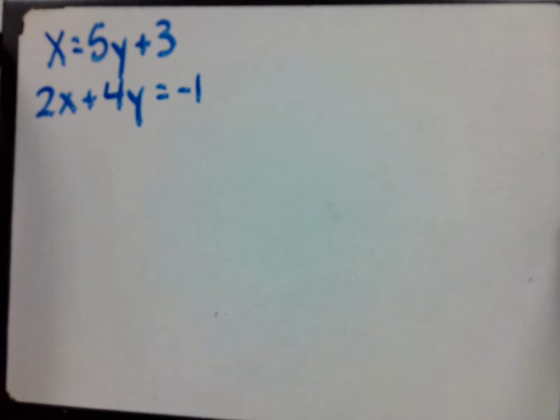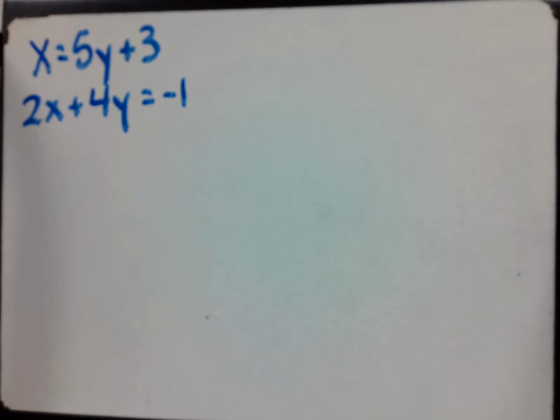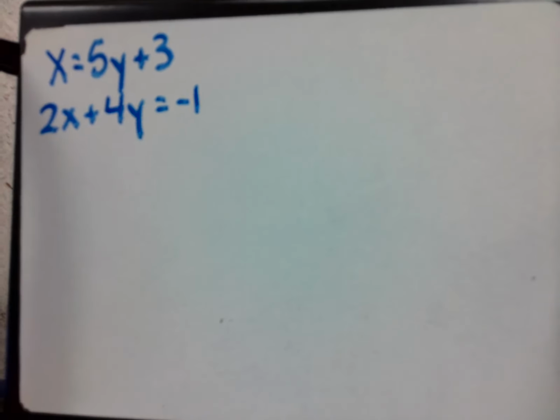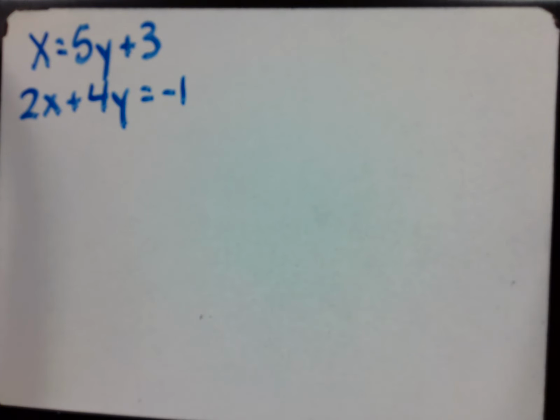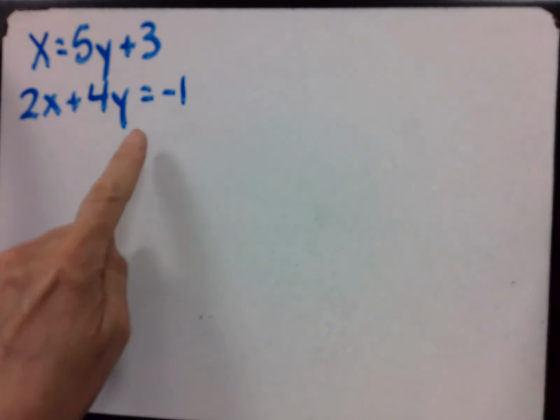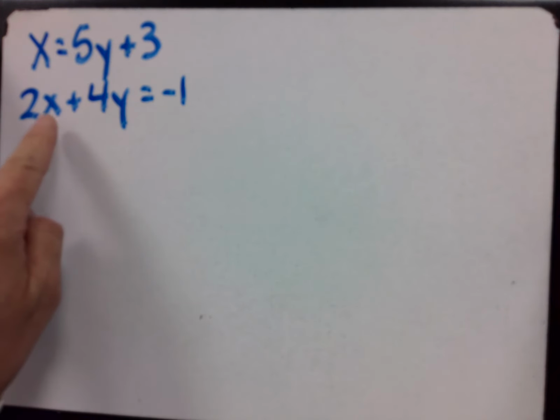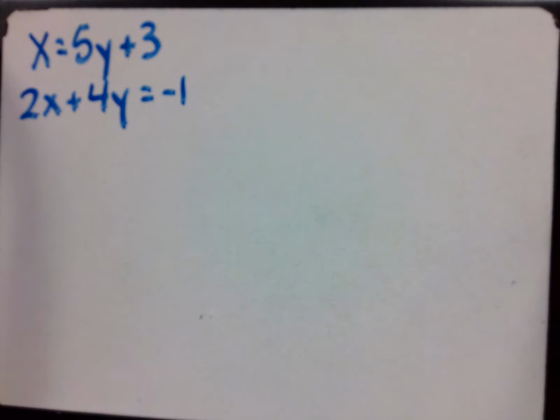Okay, now this one looks a little bit harder because our equations are a little bit longer. Our expressions are a little bit longer. So what this means here is that x is 5y plus 3. So that means that in my other equation, I can replace this x with 5y plus 3 because they mean the same thing. So let's try it.